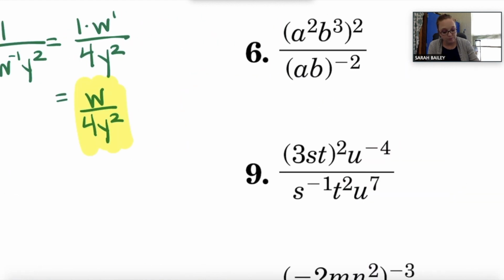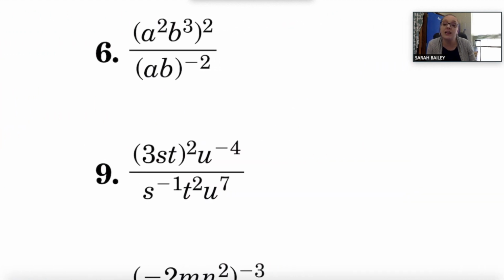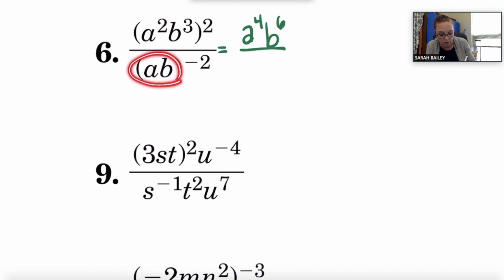Let's try one more. Let's try number 6. So for number 6, I see that this entire expression is being squared. So I'm going to go ahead and square that. So a squared squared is a to the 4th. You're multiplying those exponents. B cubed squared, again, multiply those exponents. So that'd be b to the 6th. In the denominator, I have the expression a times b being taken to the negative 2 power. So that's going to be a to the negative 2, b to the negative 2.